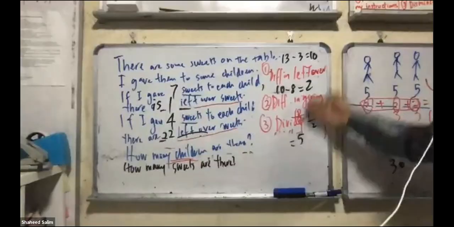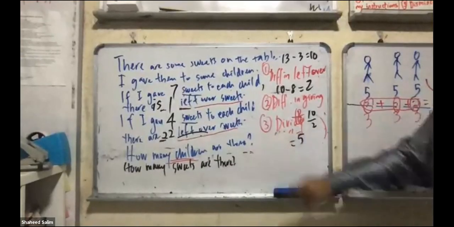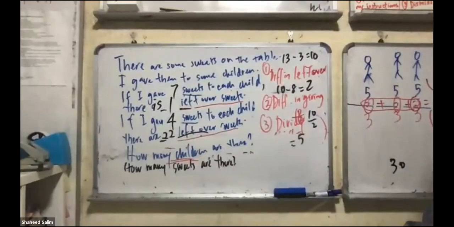Must find the children. Use this formula to find the children. My first answer is 7 children. 7 children. Wow. From just now, cannot do, suddenly all can do very fast. And then how to find the sweets?